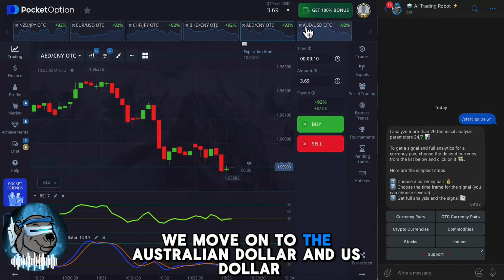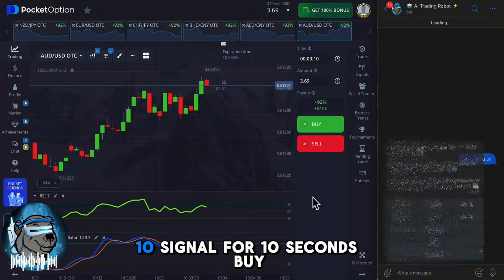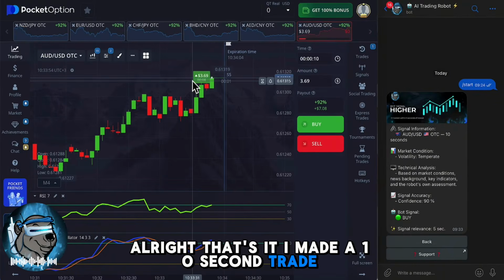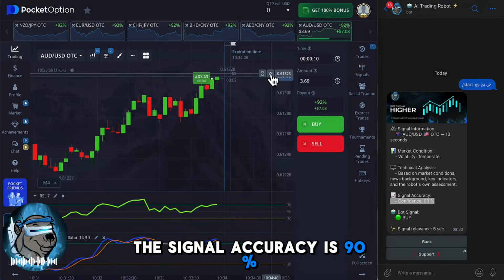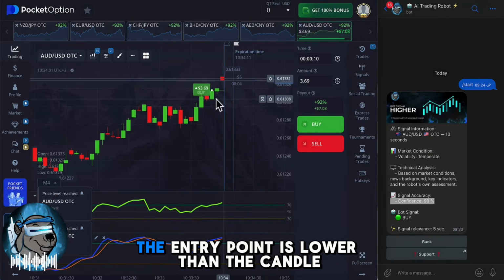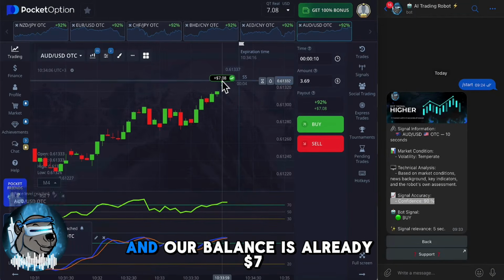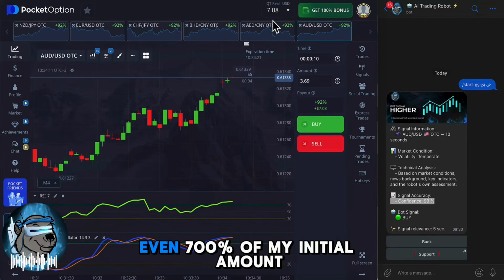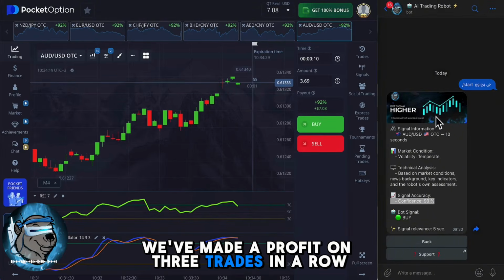And now we move on to the Australian dollar and US dollar. We select it on our trading robot. Signal for 10 seconds, buy. Alright, that's it, I made a 10-second trade. Now let's check its performance. The signal accuracy is 90%. The main thing is that the entry point is lower than the candle. And that's exactly what happened. And our balance is already $7. At this point I've earned 600, even 700% of my initial amount. So for now, everything is going great. We've made a profit on 3 trades in a row.